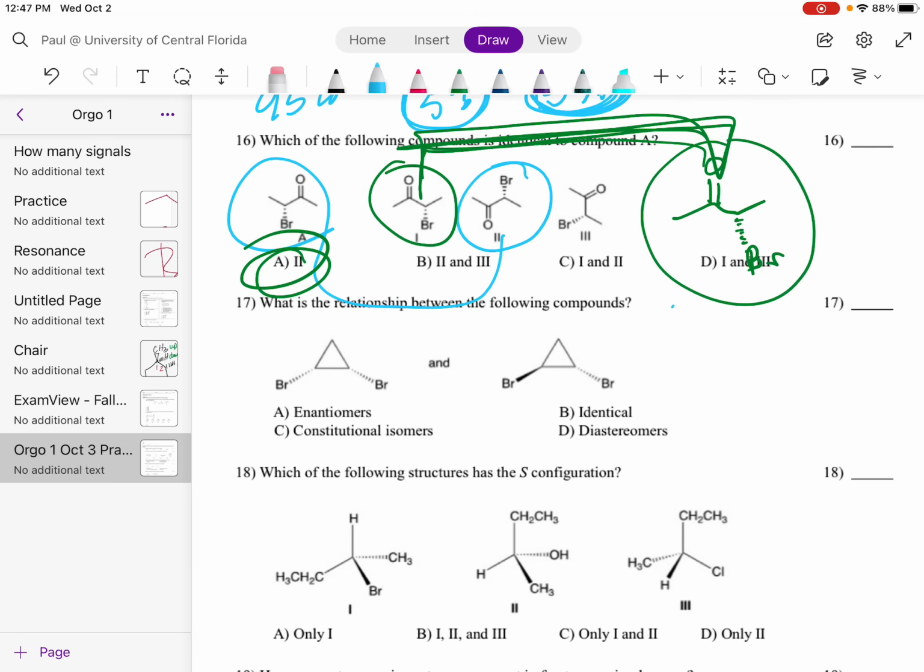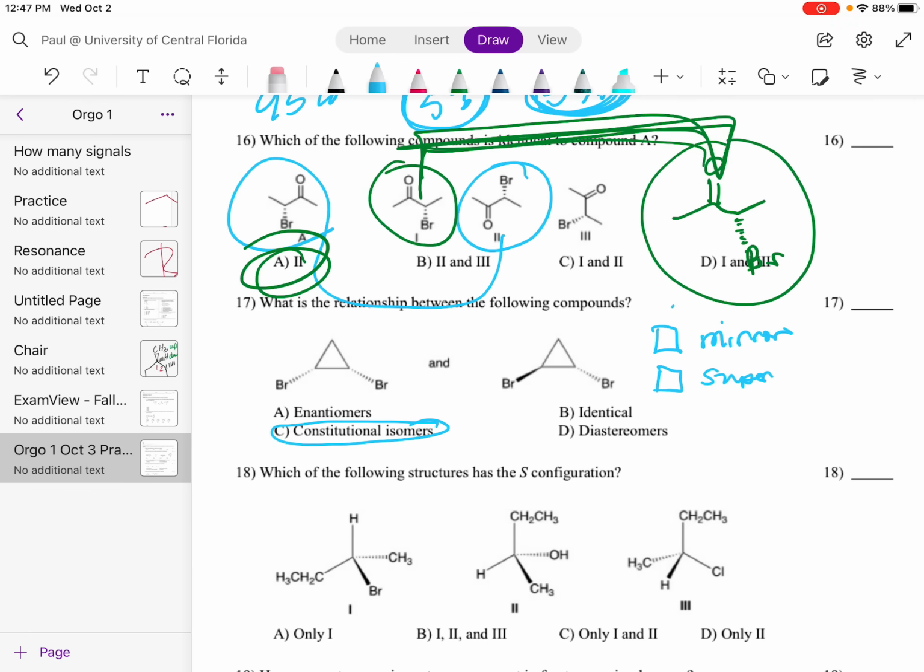What is the relationship between the following compounds? Well, I always give myself 2 check boxes and ask questions about, are they mirror images and are they superimposable? If they're mirror images and not superimposable, then they're enantiomers. If they're not mirror images and not superimposable, then they're diastereomers. Okay. So one thing about this is they're not constitutional isomers.